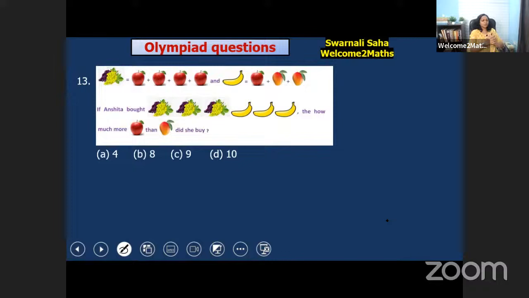Okay, so try to solve this. This type of question in Olympiad exam will come so much. Okay, so try to solve this. Then I will tell you the answer. No more problems.